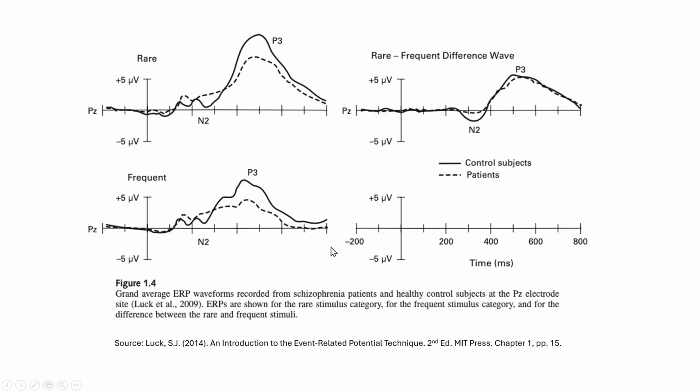This is where you can see the rare waves. You can see the rare P3 is obviously higher as opposed to the frequent P3, and you compute a difference wave. So, this is the rare minus frequent difference wave for P3, and this is what you can see. This is typically what is happening in the control subjects with the solid line, and this is slightly subdued or attenuated in the patients.